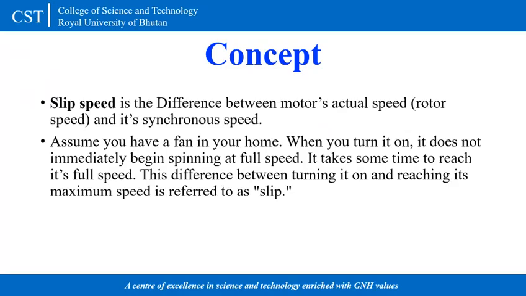First of all, we need to understand what slip is. Slip, or slip speed, is the difference between the motor's actual speed and its synchronous speed. Here there are two parameters: the motor's actual speed and the synchronous speed. The difference between these two is called the slip speed. The motor's actual speed is the speed of the rotor at which it is spinning, and the synchronous speed is the speed generated as a result of the rotating magnetic field in the stator winding.